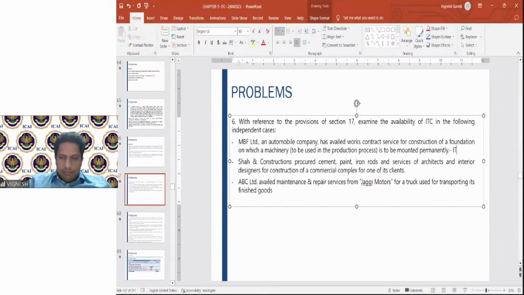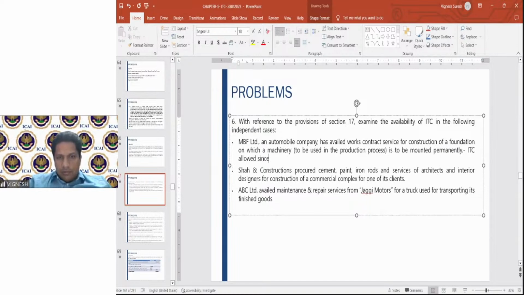ITC allowed since it is in the nature of plant and machinery.